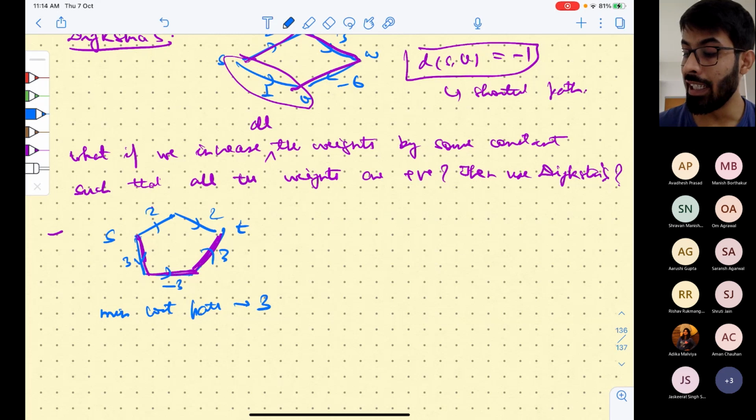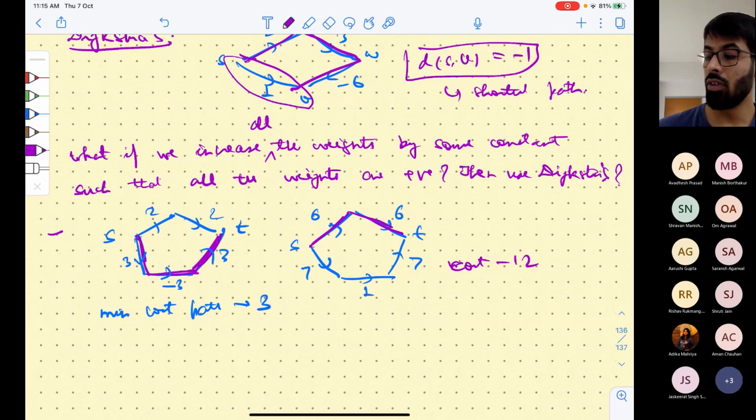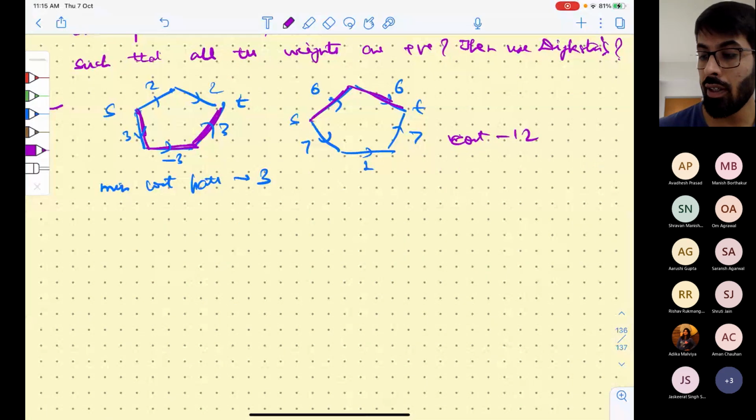And now if you increase, let's say by 4, all the edge weights, what does the graph become? It becomes 6, 6, 7, 1, 7, right? And what is now the minimum weight path? It is this one, of weight 12. And the path changed. So you did not preserve the structure of the problem, right? So this approach also does not work, right?